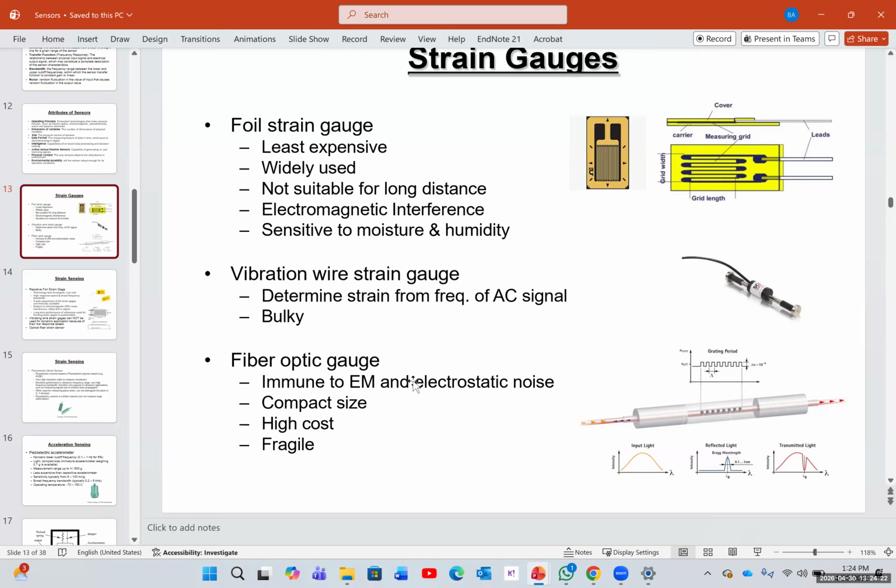What we do, we use image processing. So what you can do is you can put two dots on the bridge, and when the bridge starts moving, a camera can capture that. This is one example.